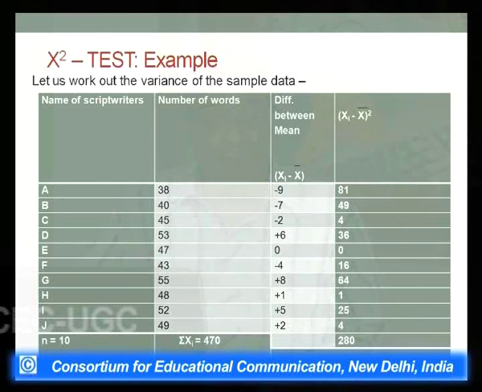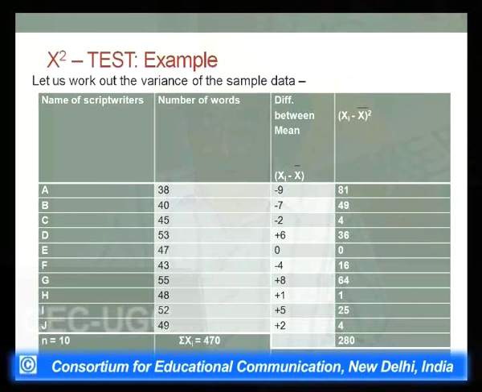What is our interest? Why is there so much variation? The variation is, well, the news story is the same. Somebody has taken 55 words and somebody has given 38 words. So, there is a variance. Is this variance significant or non-significant?